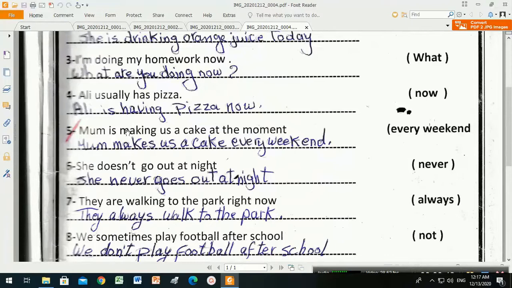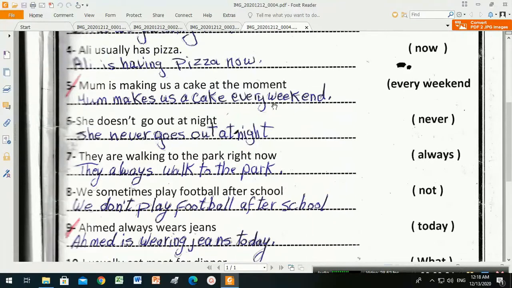And here number 4, Ali usually has pizza. And here between brackets, now. First step, we will change or remove usually, okay? And then we must add verb to be. Ali takes is, so Ali is having. Why didn't we put has? No, it's not correct. It's wrong. We never add ing to has. It must change into have. Ali is having pizza now.